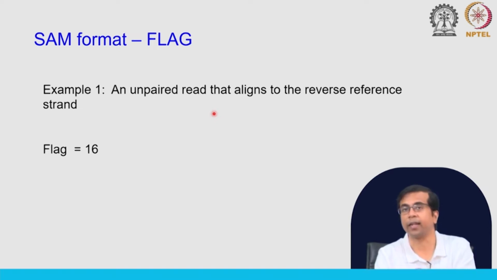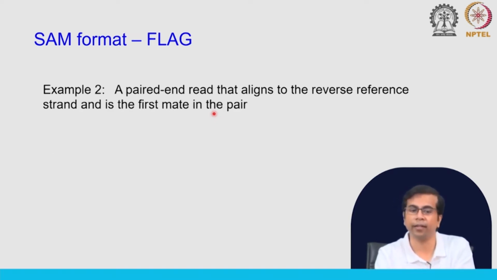Okay. So, let us take a second example where you can apply multiple flags, and then it will be clear what the final flag is. This is a more interesting situation. We have a paired end read that aligns to the reverse reference strand and is the first mate in the pair. There is a lot of information: it is paired end data, which means there would be a lot of flags that could be applicable.